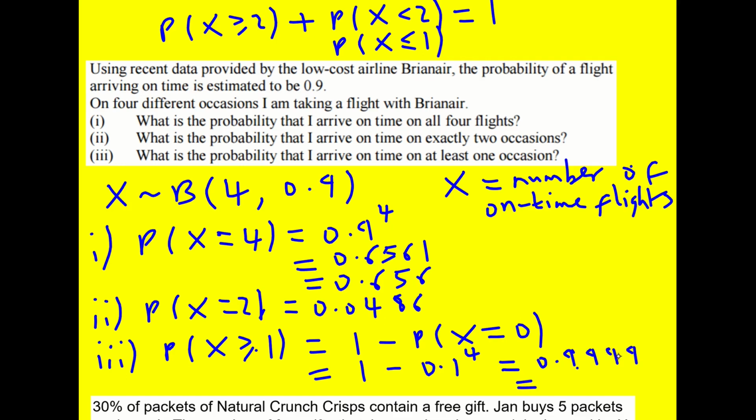Now, arguably, we should then round it to 3 significant figures, so it's going to be 1.00, which I'm a bit uncomfortable with, because you're kind of saying the probability is 1 that I will arrive on time on at least one occasion, when we know it's slightly less than 1. But if you write both of these, it can be seen where we got our answer from.